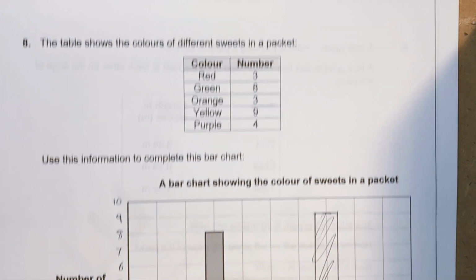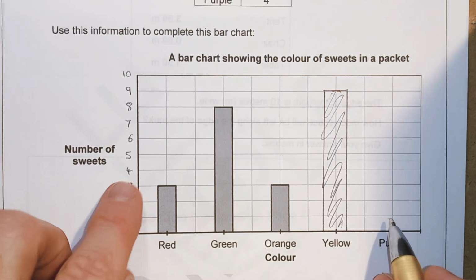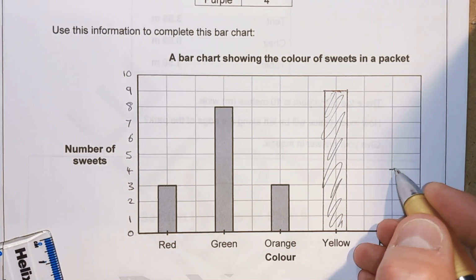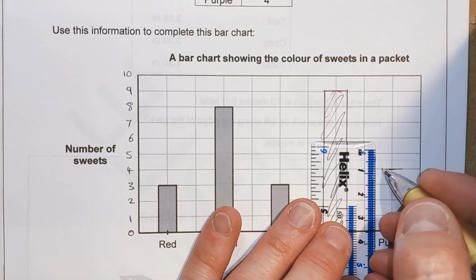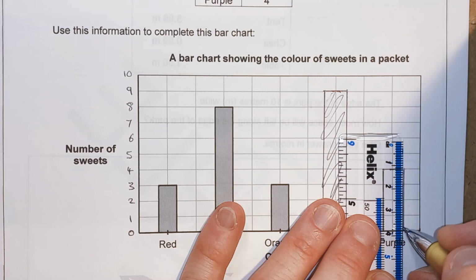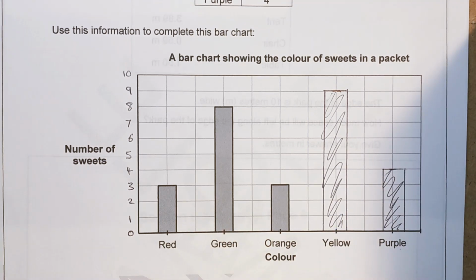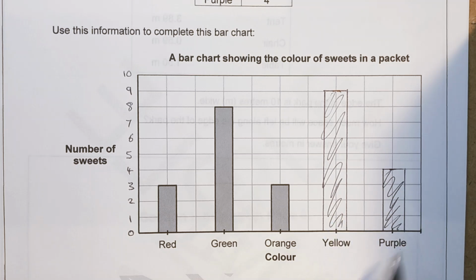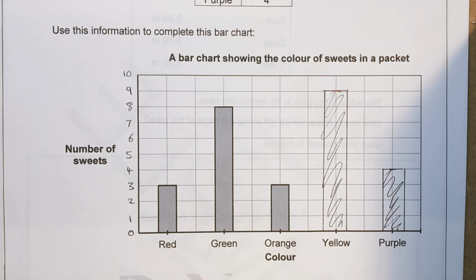And for purple, we've got 4. So here's 4, so that's going to be the top of the bar. I'll just draw that one down. If you left them empty, that would be fine. But now we've got it covered. So we've included our 2 bars, but we've also added our values on the side.